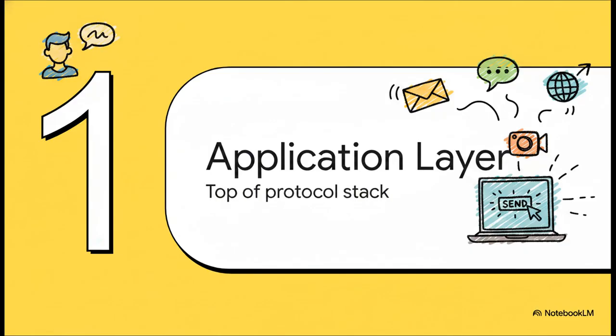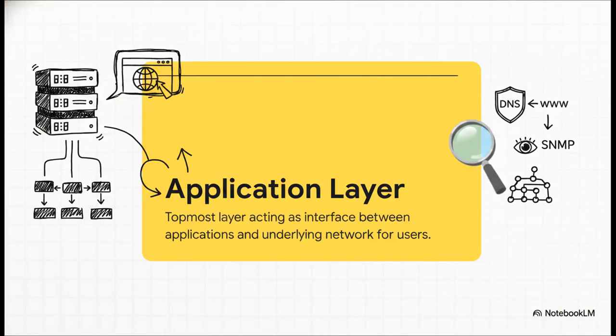Section 1. Meet the application layer, the top of the protocol stack. So this is the layer closest to us. It acts as the ultimate translator between human intent and raw network data. It utilizes all the services of the underlying layers to perform the functions we actually care about, like file transfers and web browsing. Now, this layer is home to a massive suite of really powerful protocols.